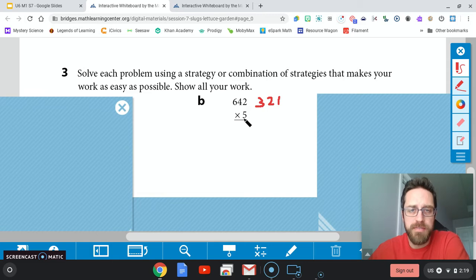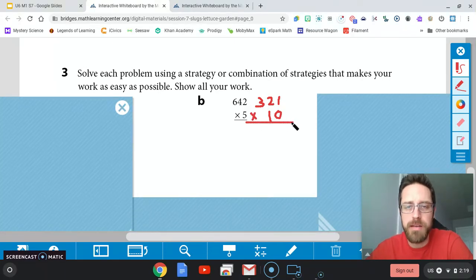Now, if I halved this number, I have to double my other number. So what's 5 doubled? Well, 5 doubled is 10. So now I'm left with the equation using the doubling and halving, which is 321 times 10.